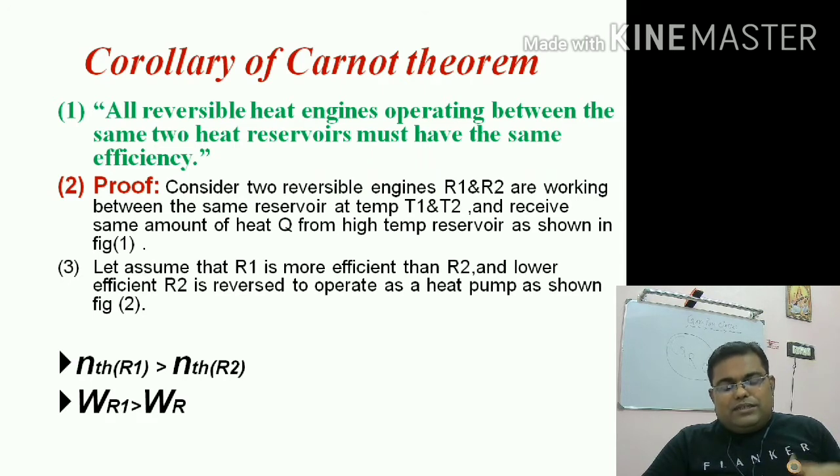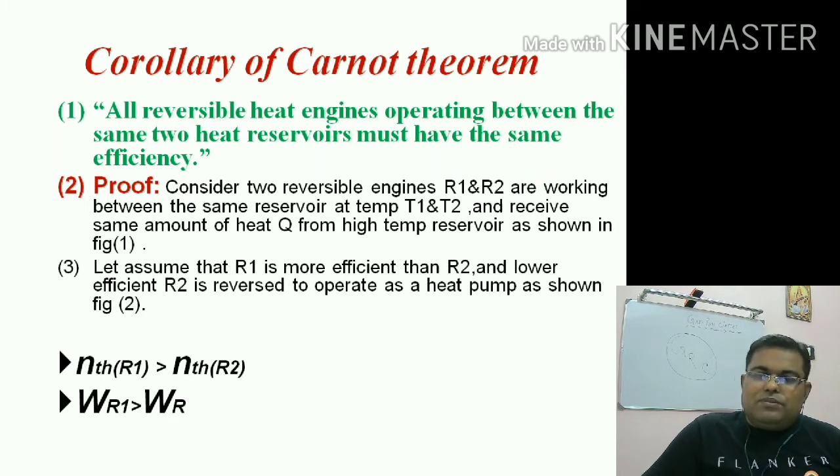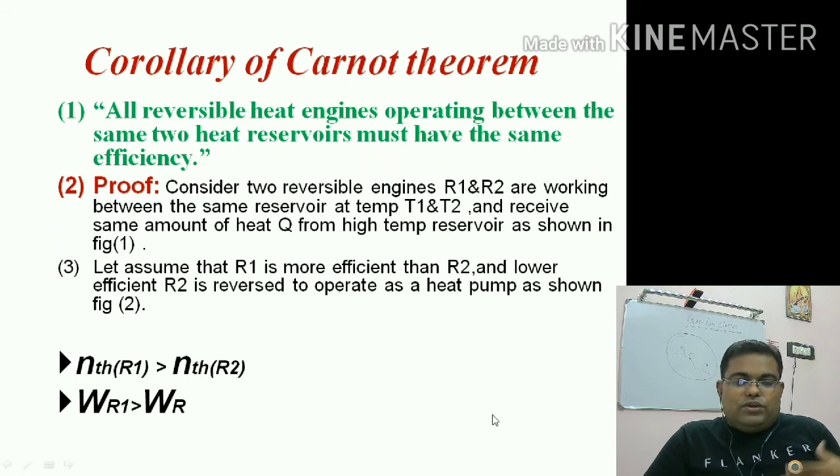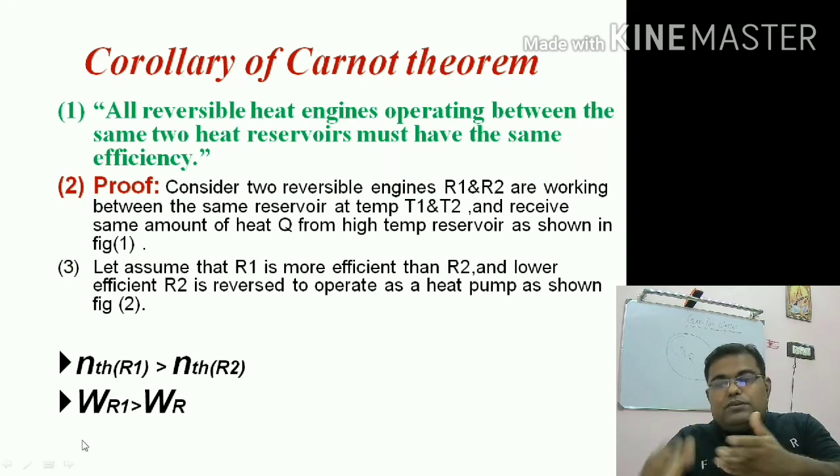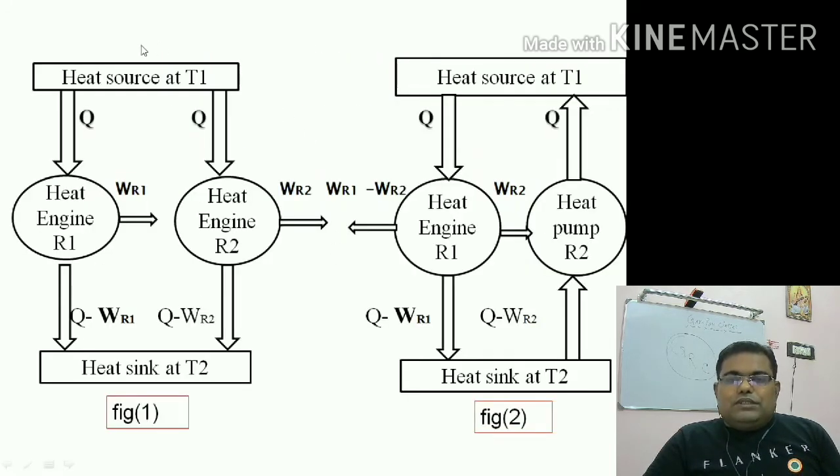Let us assume that reversible heat engine R1 is more efficient compared to reversible heat engine R2. The lower efficiency engine R2 is reversed to operate as a heat pump. Since our assumption is that the efficiency of heat engine R1 is greater than the efficiency of heat engine R2, the work output of reversible heat engine R1 will be greater than the work output of reversible heat engine R2. So this is the same case, right?